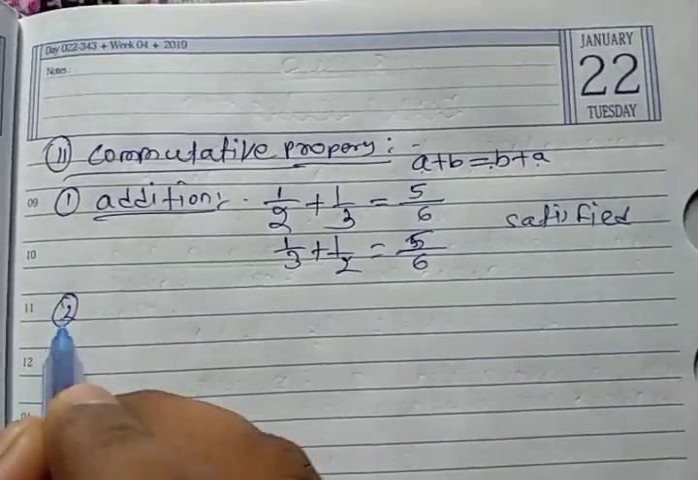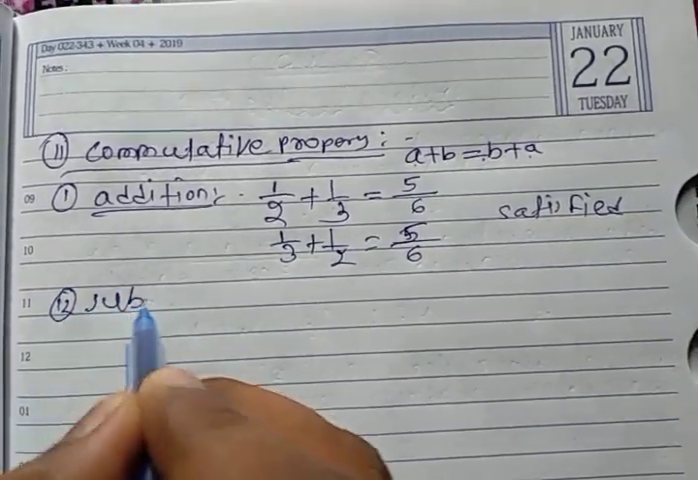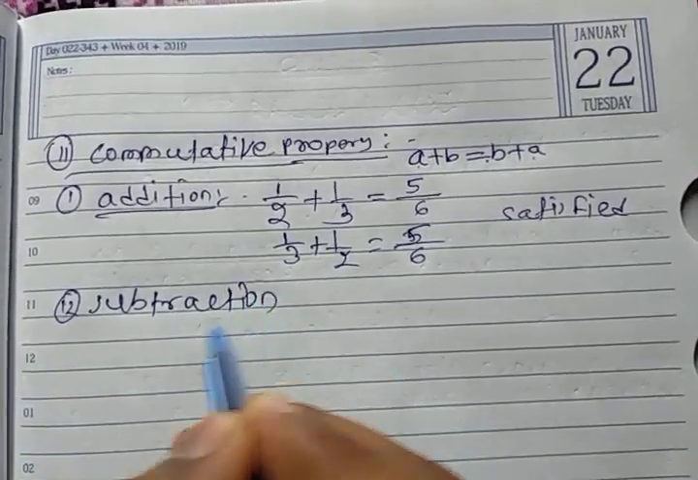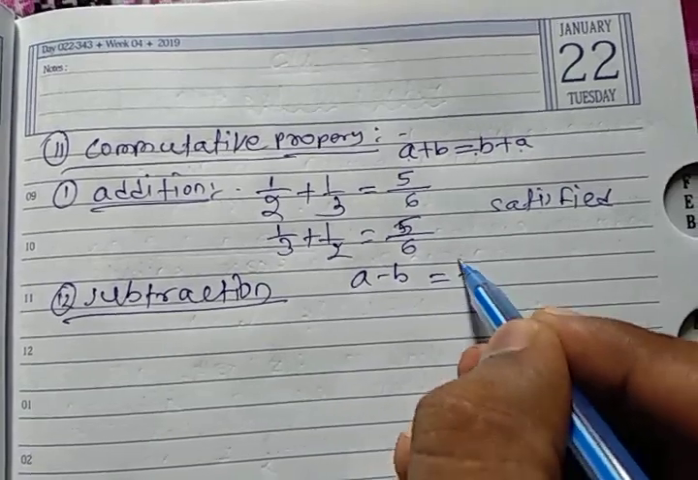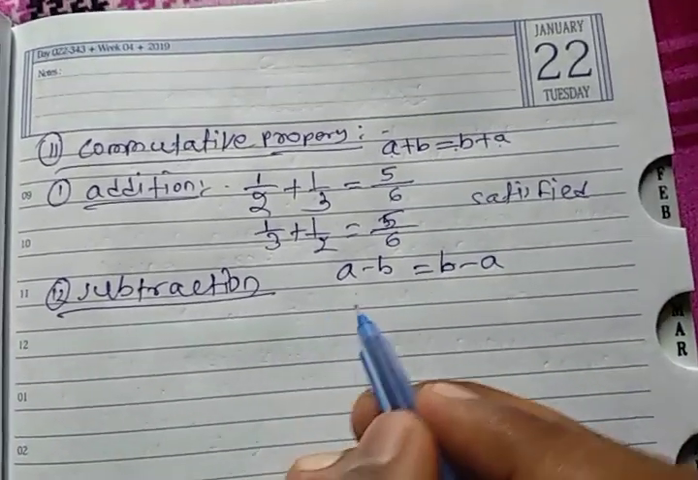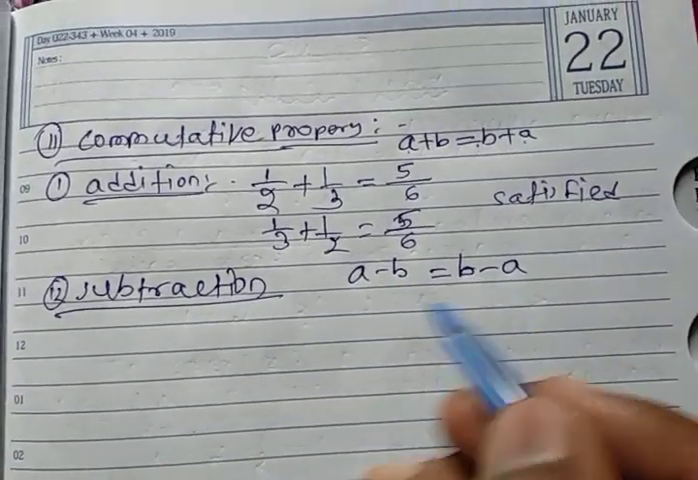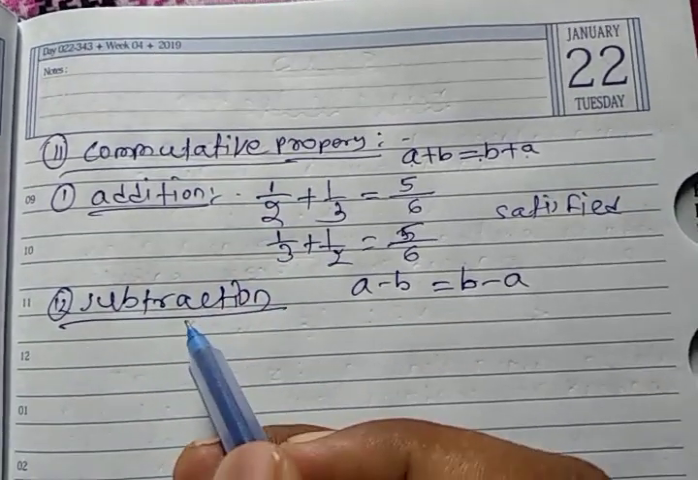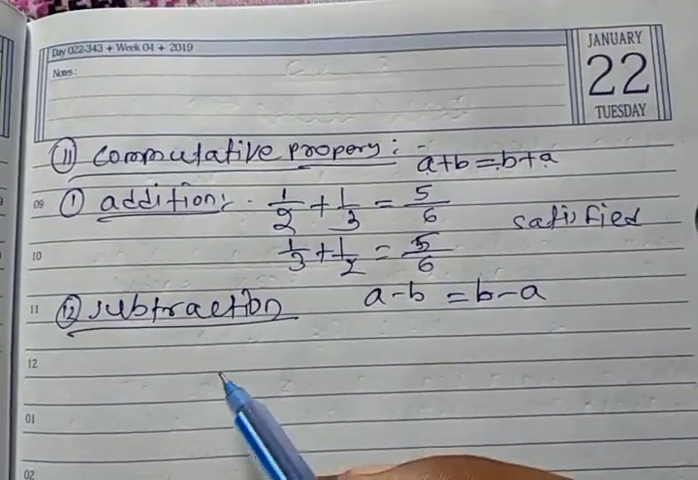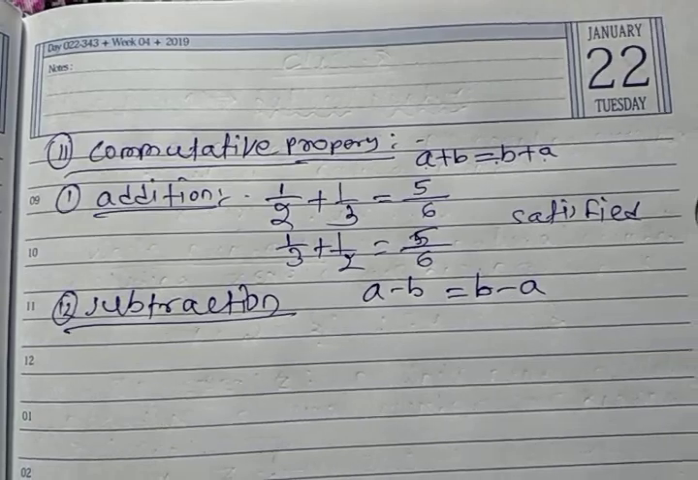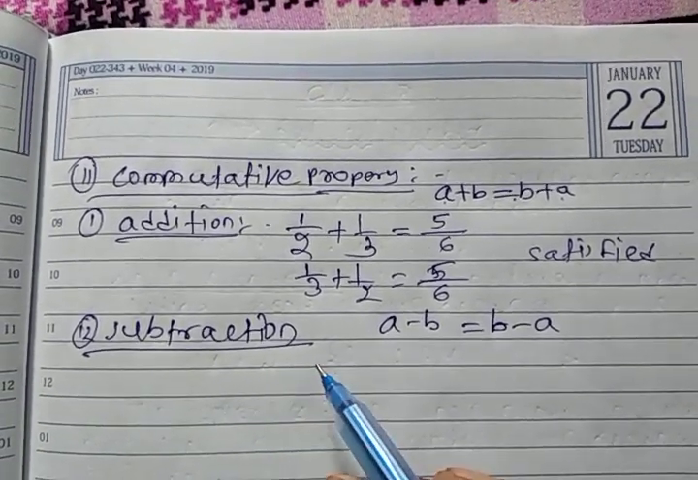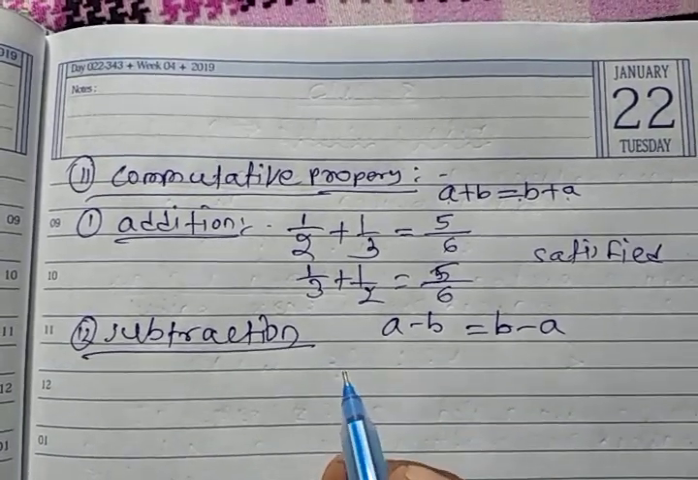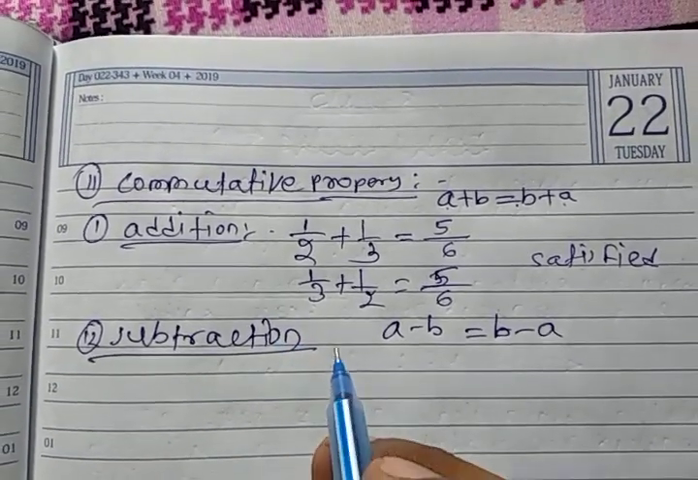Then subtraction. The subtraction condition is A minus B equals B minus A. If it is satisfied, then the commutative property for subtraction is satisfied by rational numbers. Or if it is not satisfied, then the rational numbers do not satisfy the commutative property for the subtraction process.